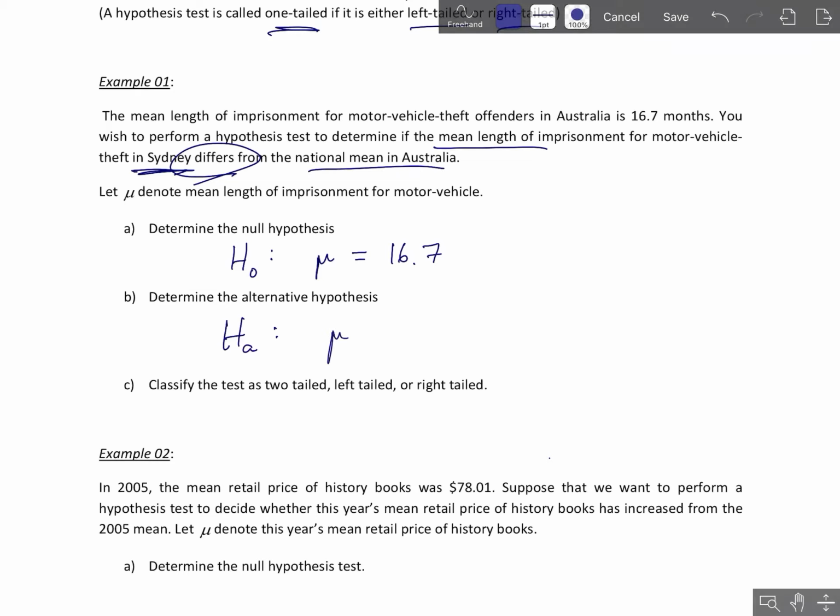Now, the way that I would write that mathematically is just that maybe the mean is not equal to the mean in Australia. So here we don't suspect that the mean in Sydney is going to be less than or greater than the mean in Australia. We think it could be either. So I would just write this as an inequality like that. And therefore, this would be a two-tailed test because we don't know whether we're looking at a mean that's to the left or to the right of the stated mean. So this one would be two-tailed.